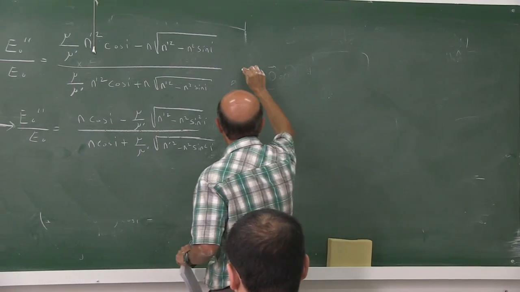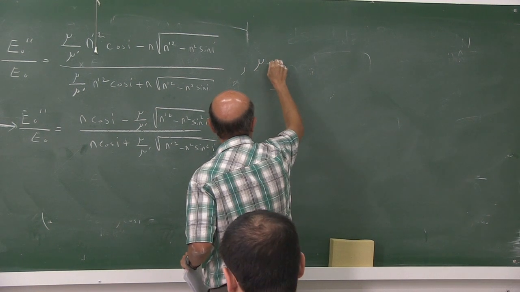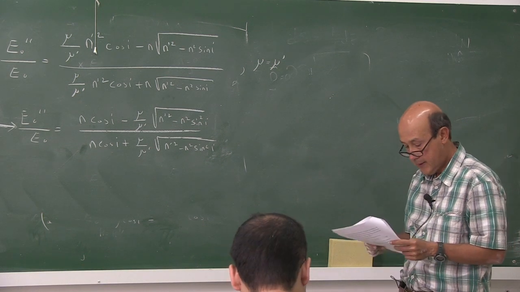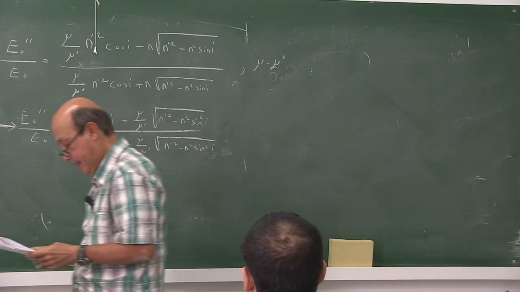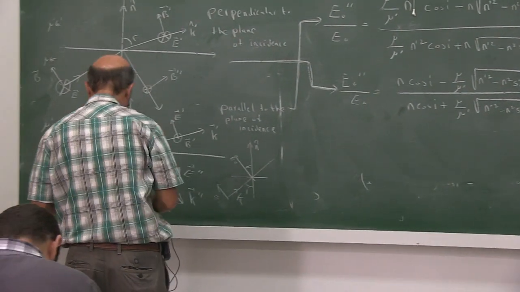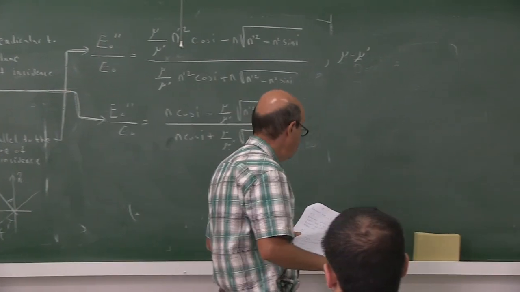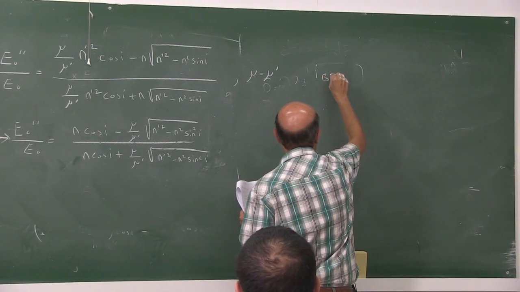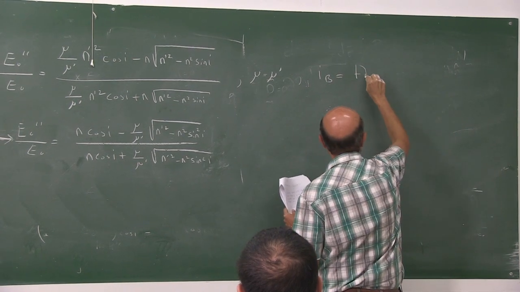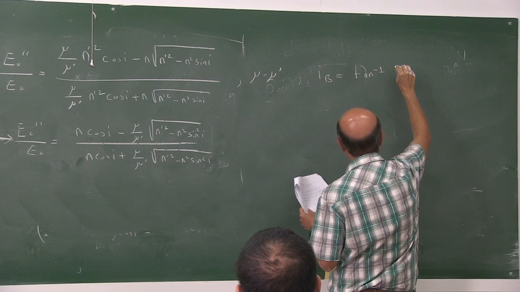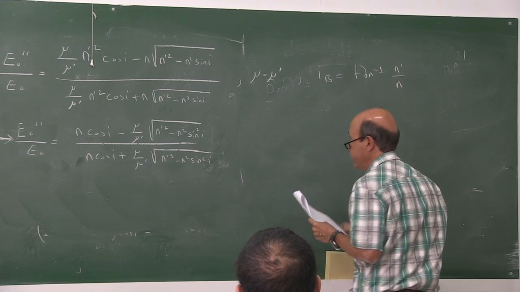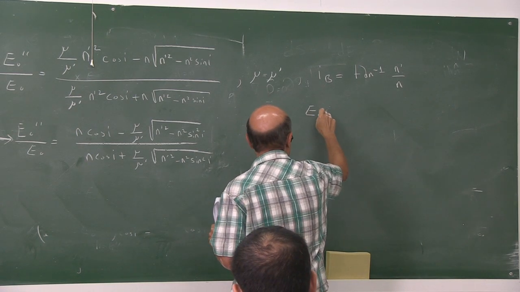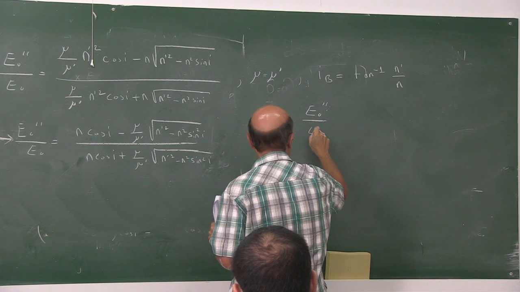Generally, materials have similar magnetic properties. Mu and mu prime are equal to each other. And at the angle which is called a Brewster angle, that is the inverse of tangent of n prime over n, this ratio goes to 0.